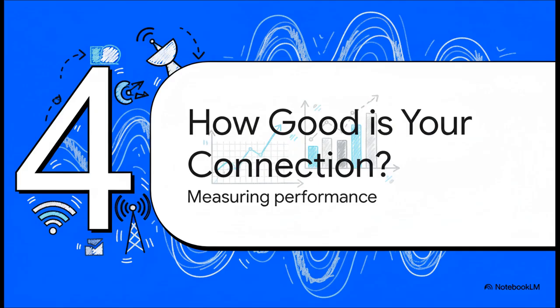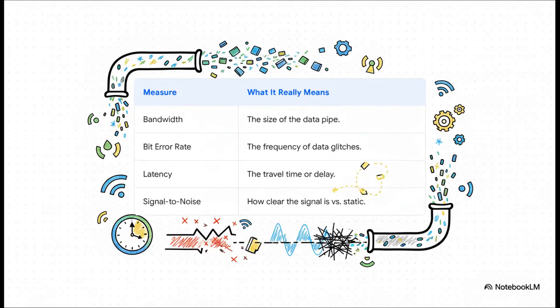And this brings us to a question we have all asked all the time. Why is my connection so slow today? The answer is all about how we measure a channel's performance. And believe me, it's not just about speed. There are a few key metrics that tell the whole story. And this illustrates the four main ones perfectly.